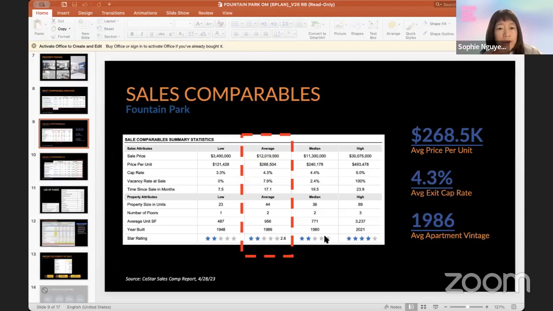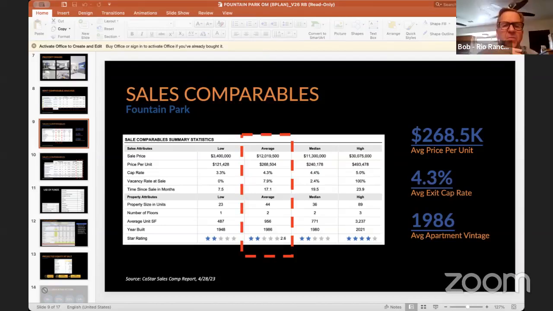But the sales comparables here. So they are purchasing it for around an average of 12 million. I think 12 million at a price of 200. So the area price is 270 per unit with the exit cap. It's the comparables. It's not their sale, what they're going to purchase it for, yeah.